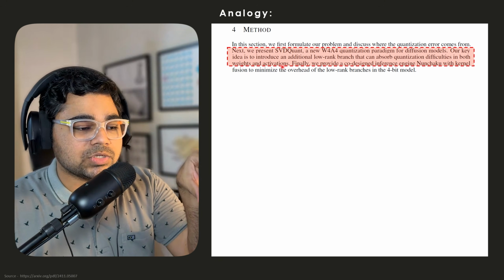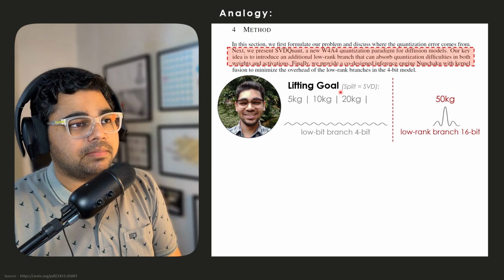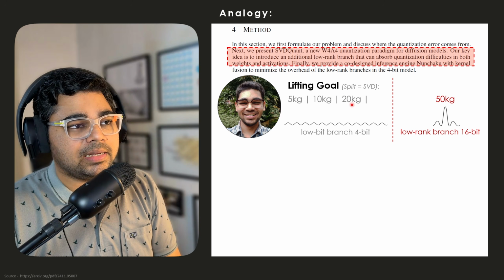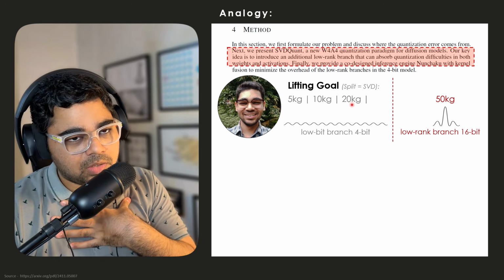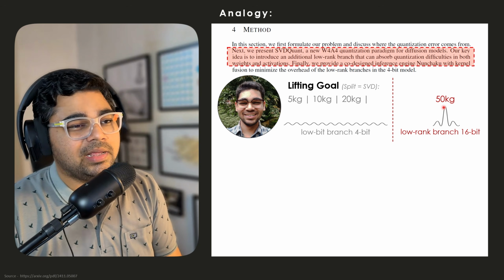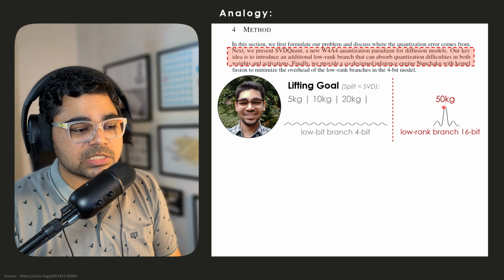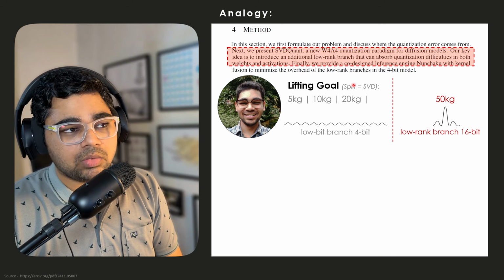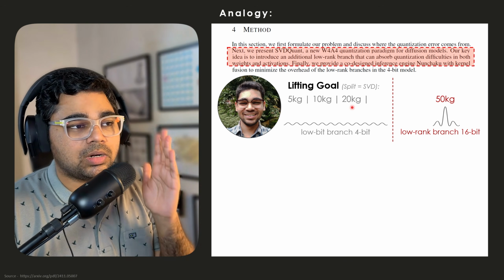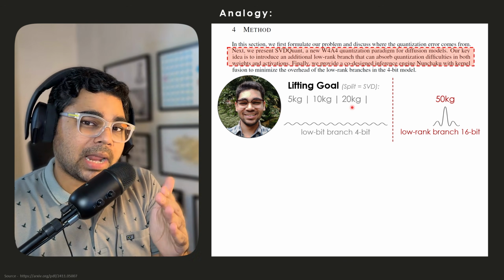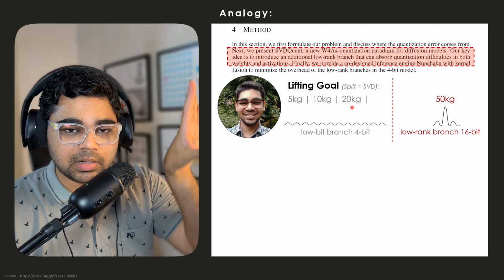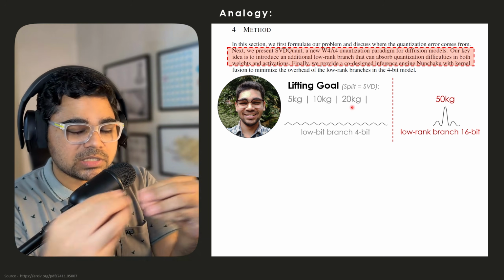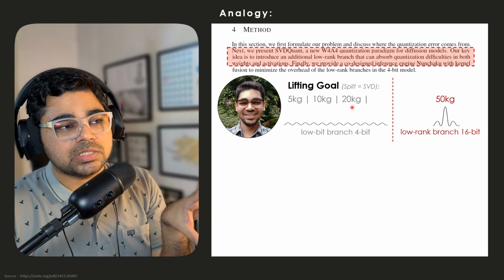So what happens is that my lifting goal now has been split up into 5, 10 and 20 kg, which I am able to. I don't know if I'm able to, but fine. And then the 50 kg, which is a spike, has been separated into a separate new branch. And now this separation is what is called a low-bit branch and a low-rank branch. If you remember, earlier in the paper there was something called a low-bit branch and a low-rank branch, which Nunchaku is able to fuse. So this is what it is.